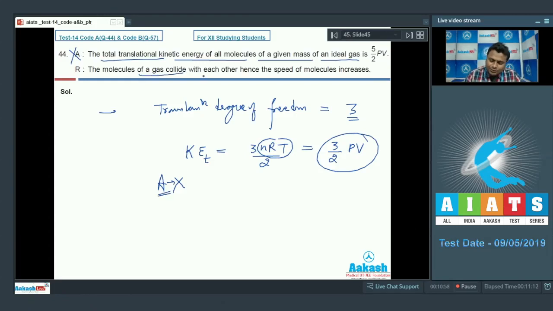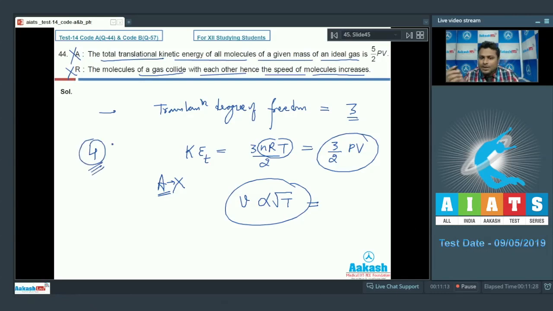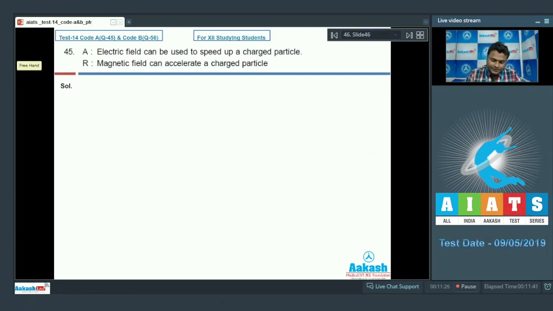Assertion goes wrong. A is wrong. Reason: the molecules of gas collide with each other, hence the speed of molecules increases. The speed of molecules increases due to an increase in temperature, as Vrms is directly proportional to the square root of absolute temperature. So the reason is also false. We can go with option number 4. Move on to the next, that is 45 number. So here is question number 45, everyone.